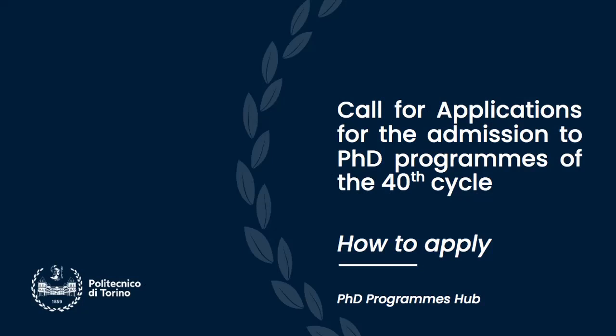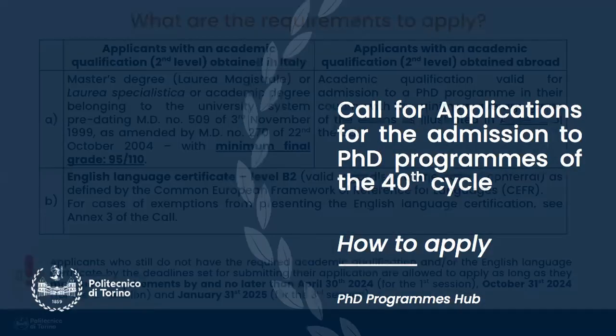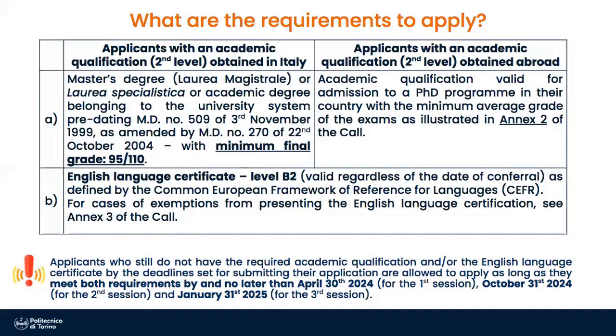In this video, we'll show you how you can apply for a PhD program. If you did your studies in Italy, you need a master's degree with a minimum final grade of 95 out of 110. If you studied at a university outside of Italy, you need an academic qualification that's valid for admission to a PhD in that country. You can find more information about this in Annex 2 of the call.